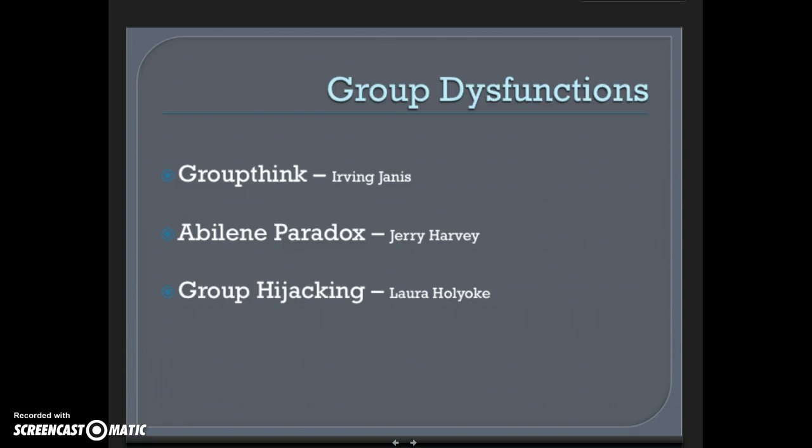And then group hijacking. And I will have to record group hijackings. This is what I did my dissertation work on. And it is definitely group dysfunction that I did a grounded theory study on to identify what group hijacking is.